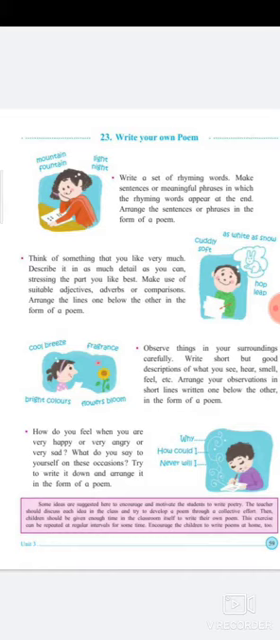Okay, then think of something that you like very much, describe it in as much detail as you can, stressing the part you like best. Make use of suitable adjectives, adverbs, or comparisons. Arrange the lines one below the other in the form of a poem.